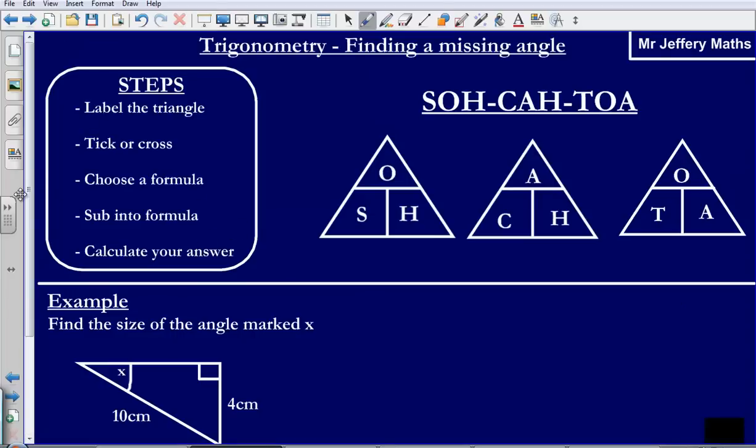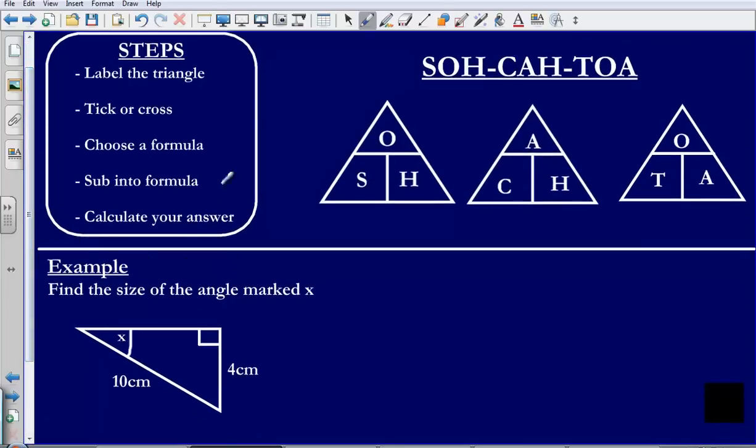Next one. Again, let's start by labelling the triangle first. So labelling the triangle, this side here is the hypotenuse, it's the one that is the longest side, it's opposite where the right angle is. This side here is my opposite because it's opposite the angle that I'm looking for. This side here then must be my adjacent.